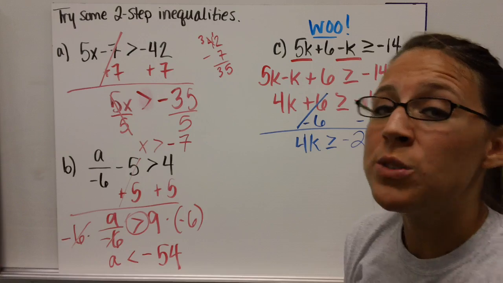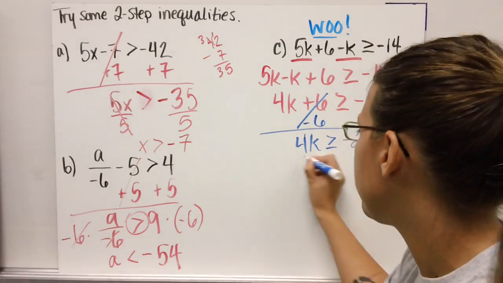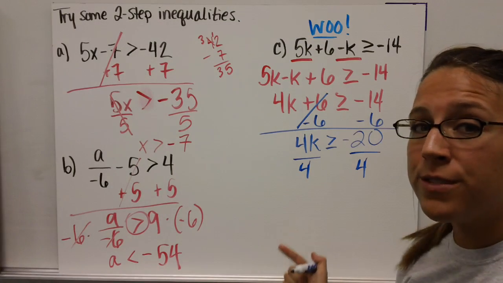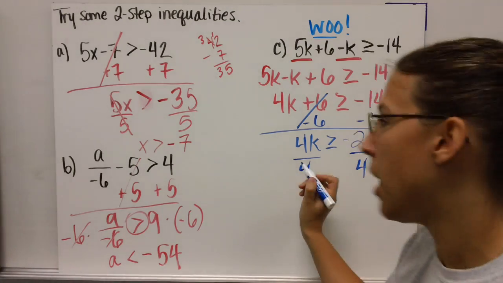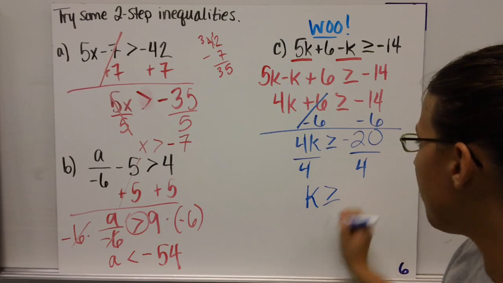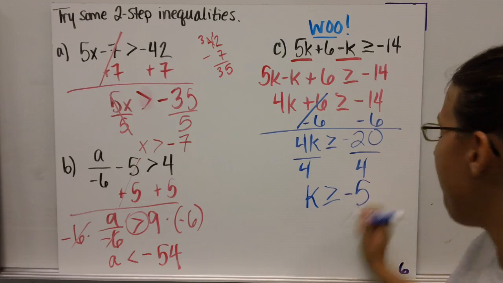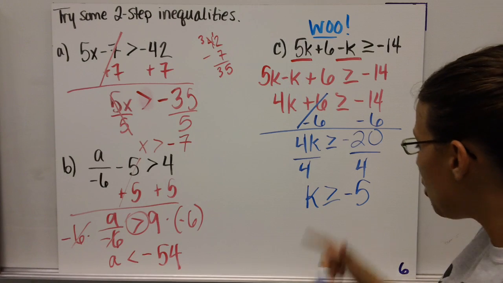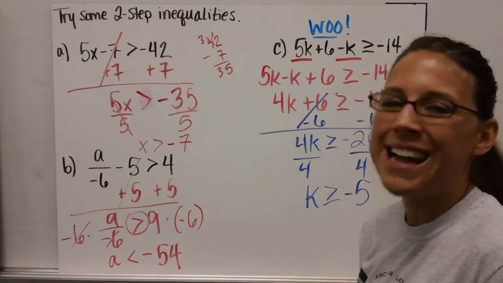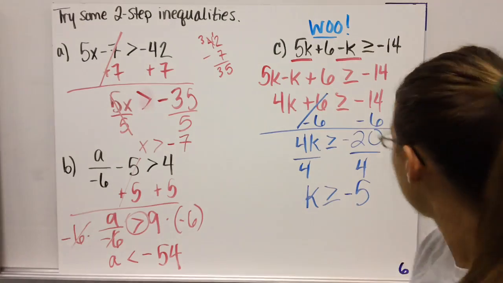And now to solve, you simply divide by 4 on both sides. Divide by 4, divide by 4, and why do we divide? Because it's the inverse operation of multiplication. So this leaves me with 1k is greater than or equal to -5. And again, I did not change my inequality symbol because I divided by a +4. I did not divide by a -4. And there you have it.